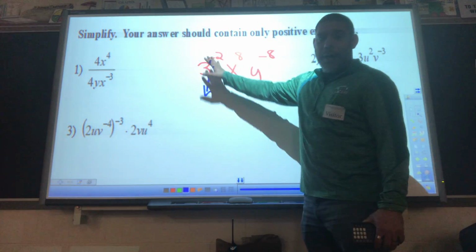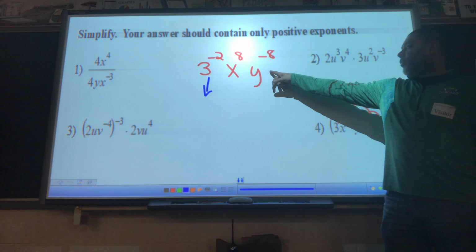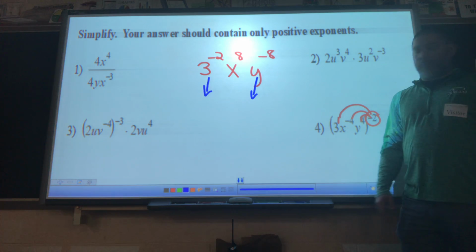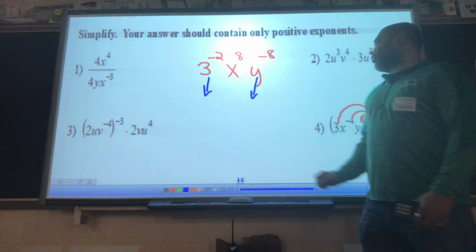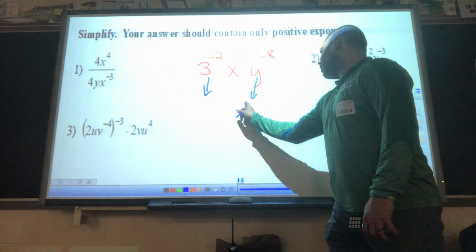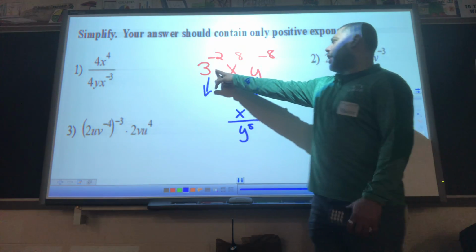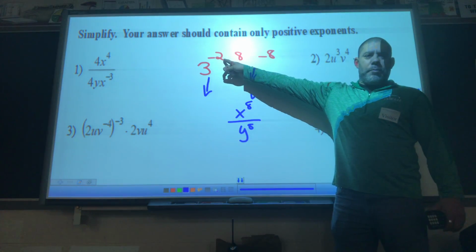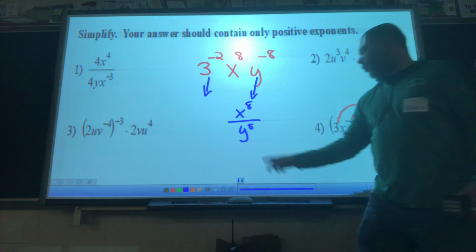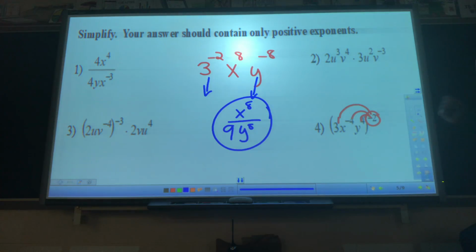Okay, since it's on the top, I need it on the other part of the fraction, which would be the bottom. The y has a negative exponent. It means I'm going to need that y to move down to the bottom. So my final answer, with my variables, I'm going to have x to the 8th over y to the 8th. Now remember, we said this negative exponent moves my 3 squared down to the bottom. What's 3 squared? 3 squared is 9. Okay, and that would be my final answer.